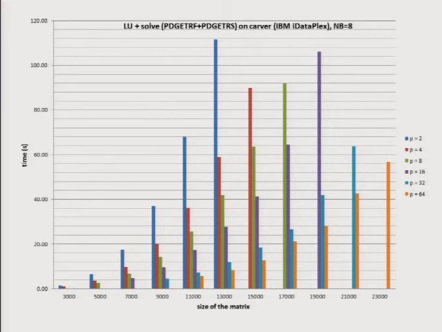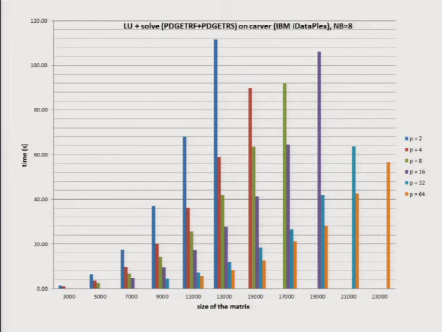Dimension 13,000. You see that if you use only 2 cores, it takes almost 120 seconds. If you use 4 cores, the time it takes is basically half. Just to give you an idea of the kind of improvement that you can get.